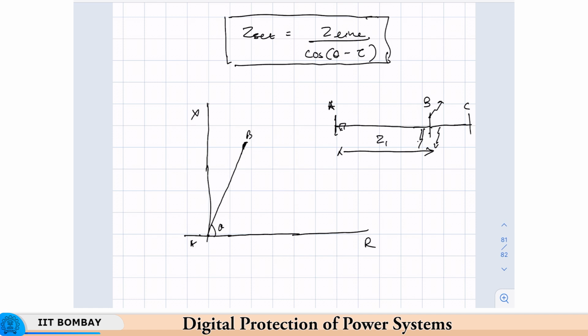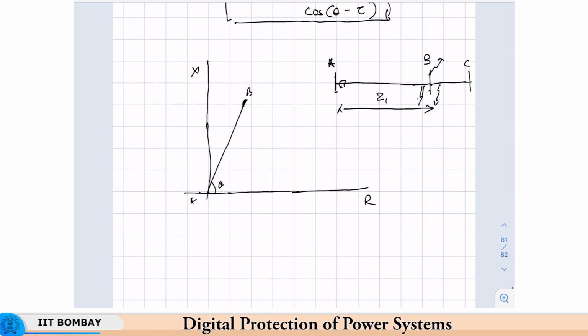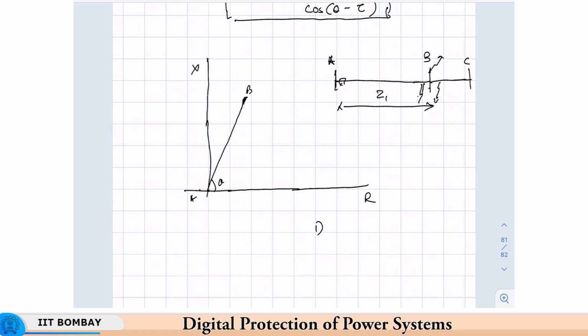This is even without the CT and PT errors. You could have a very accurate CT. Nowadays you get optical CTs also. The CTs could be very, very accurate. But even without that, we have made certain assumptions which compromise the accuracy. On top of that, you have CT and PT errors.